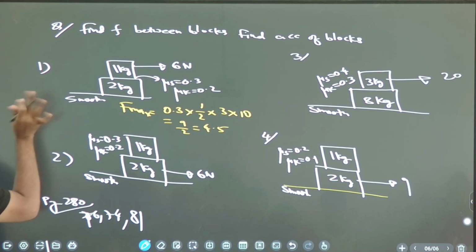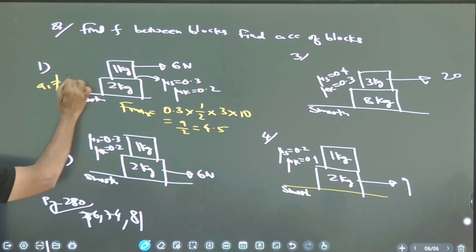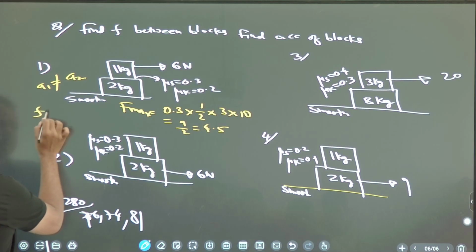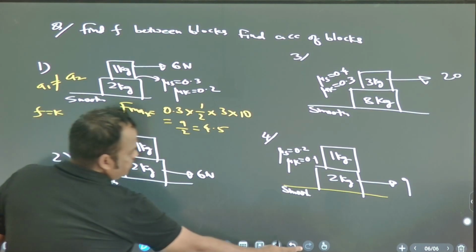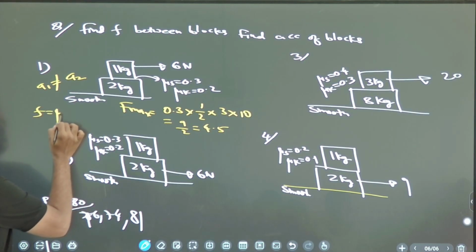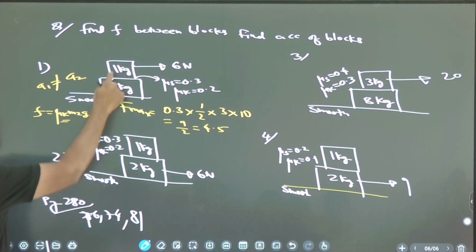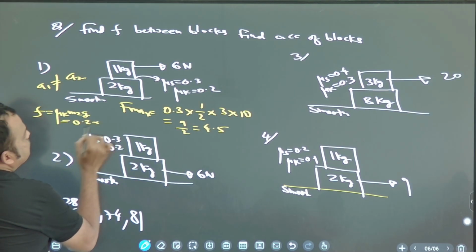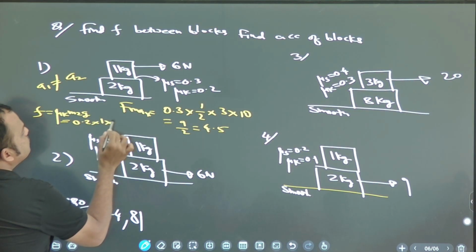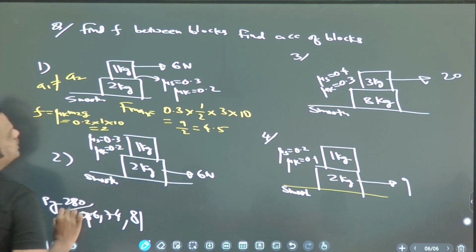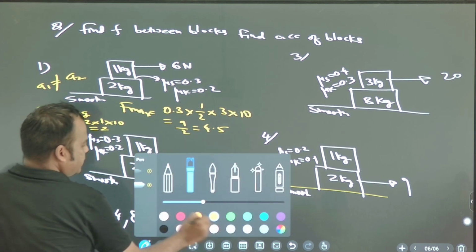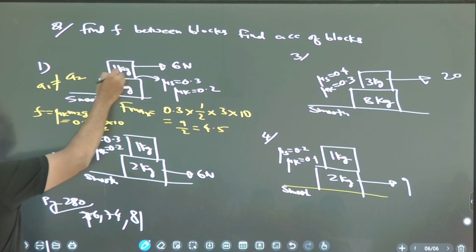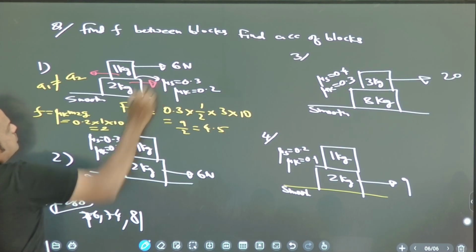So the accelerations are not the same, A1 is not equal to A2. So friction will be kinetic, so friction will be mu k m2g. 0.2 into m2 into g. Friction is 2 Newton. What is the direction of friction on the 1 kg? Friction, left side, good. On the 2 kg, right side.